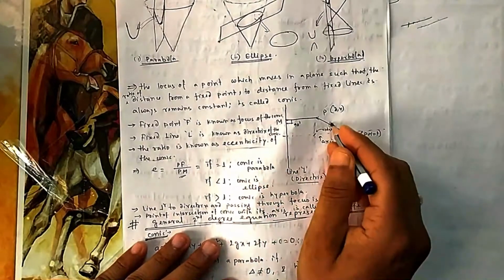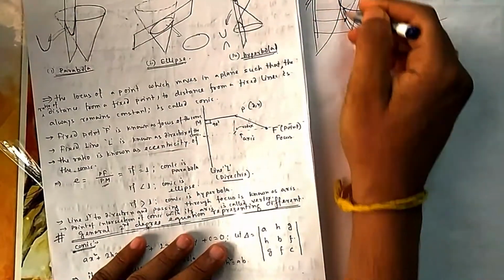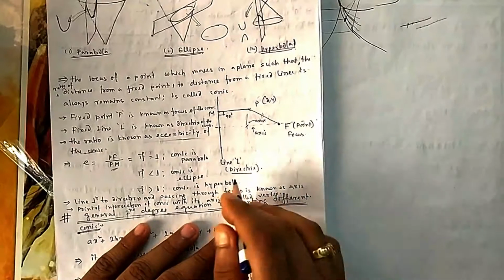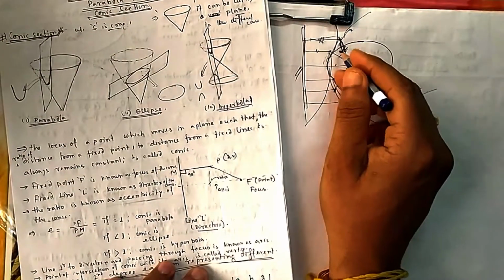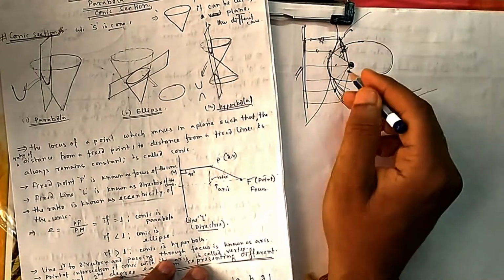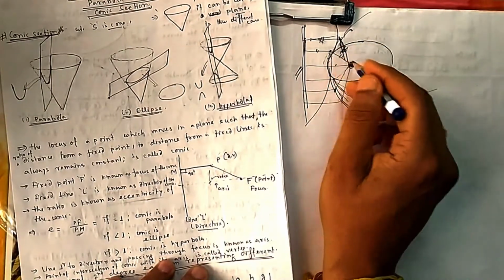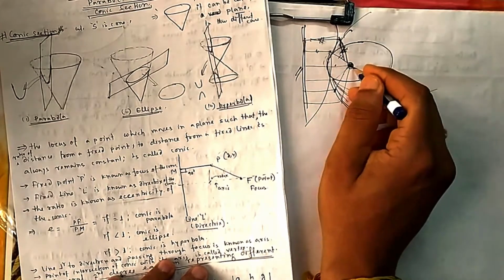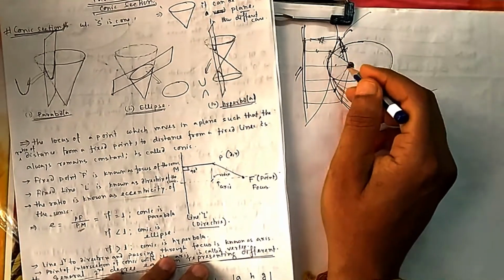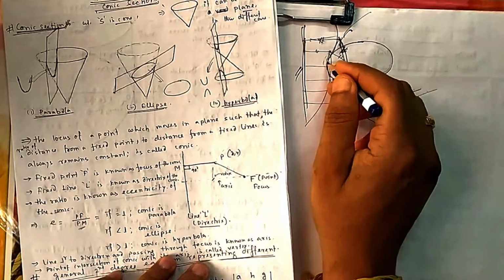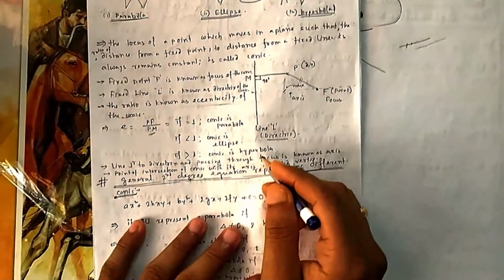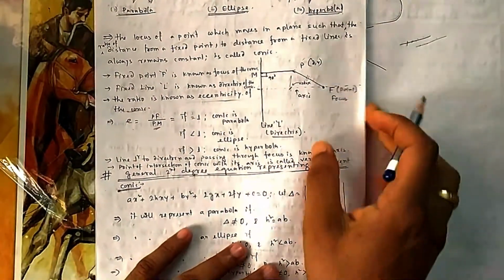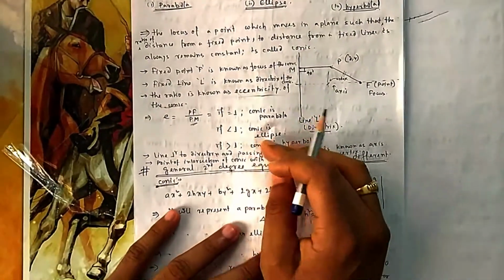If it is equal to 1, that means the ratio is the same. We have seen one drawing where it is the same, and that becomes a parabola. If it is less than 1, that means this distance is smaller and this is larger, so it will take an elliptical shape, because it will go inside, close to the focus. And it will be a hyperbola if it moves away from the focus. If it is greater than 1, it becomes a hyperbola. So you got three names depending on the eccentricity.